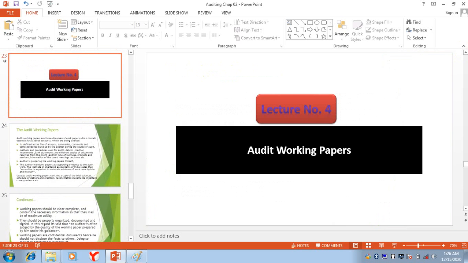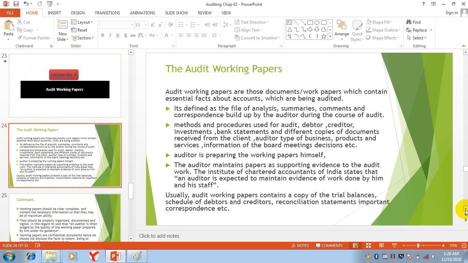So I am telling you in short that working paper is all the documents, all the information, all the facts, and the notebook used by the auditor in the process of audit. So audit working papers are those documents which contain essential facts about the accounts which are being audited.